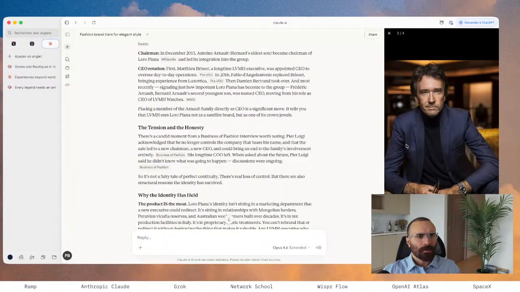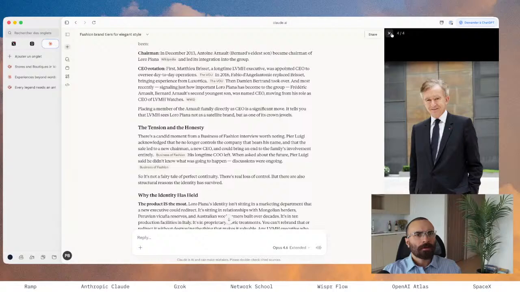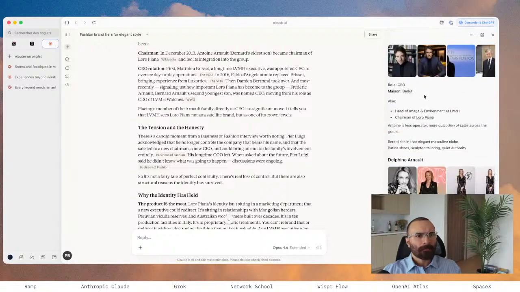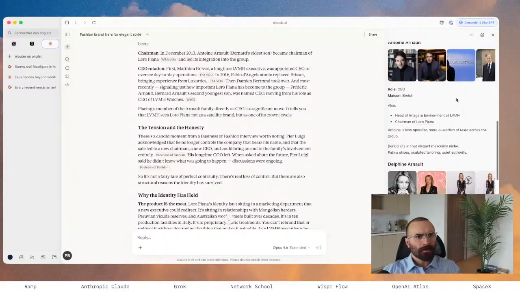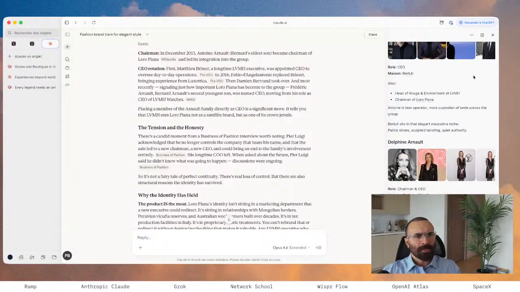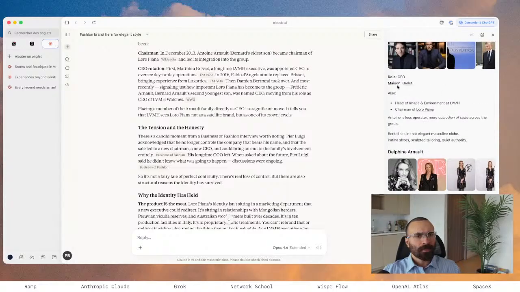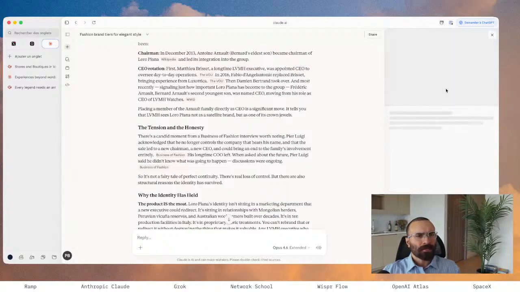Antoine Arnault. Wow. Berluti, head of image and environment at LVMH, chairman of Loro Piana. Wow. Loro Piana is becoming important. Antoine is less operator, more custodian of taste across the group. Berluti sits in the elegant masculine niche: patina shoes, sculpted tailoring, quiet authority.